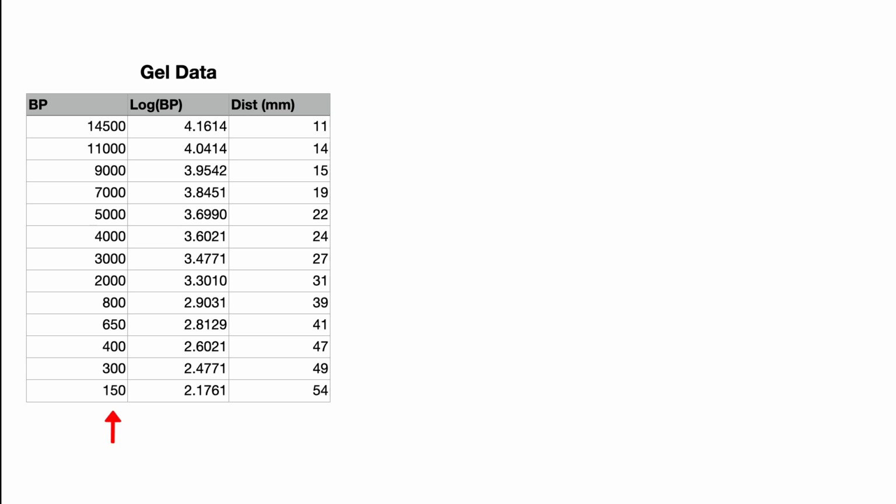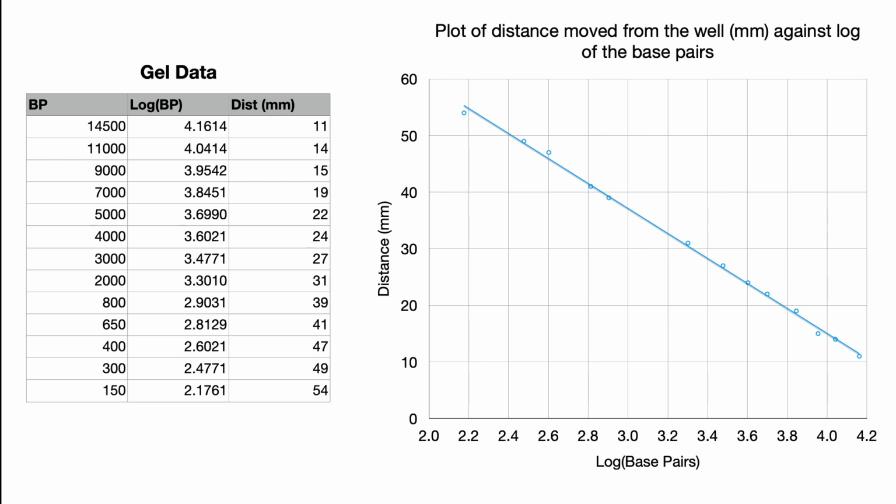I've got the base pairs in size. These are known sizes from the DNA ladder. And then I've converted those sizes, those base pairs, to the log value. I also know the distance travelled by those bands from the well of the gel, and here you can see I've measured them in millimetres. If I plot these data with log base pairs along the bottom of the graph, because that's the thing that you know, against the distance in millimetres up the side of the graph, because that's the thing you're measuring, you'll get something that looks like this, with a straight line.